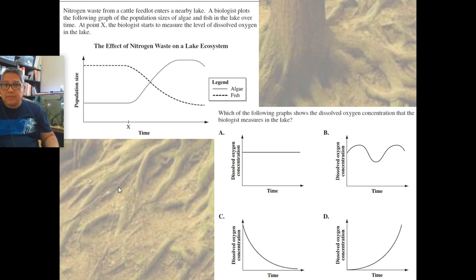Now, which of the following graphs shows the dissolved oxygen concentration that the biologist measured in the lake? This question is a little difficult, but we need to make the connection. When algal bloom goes up, the population of fish goes down, which means that you have less and less oxygen. So in this case, the answer for the dissolved oxygen would be letter C, because the decrease in oxygen also would mean the decrease in the population size of fish.